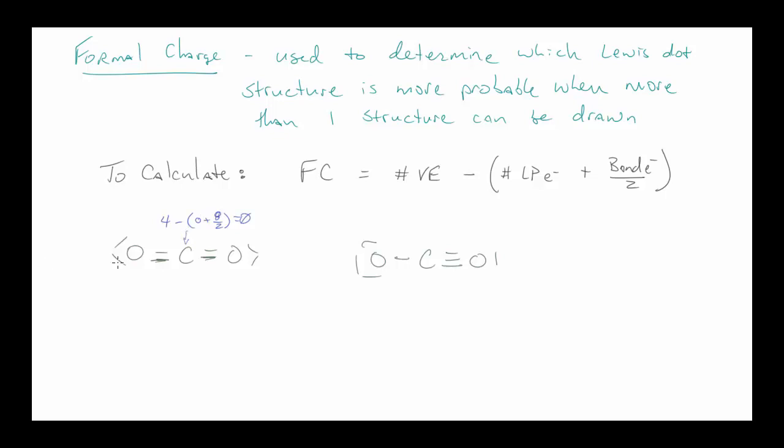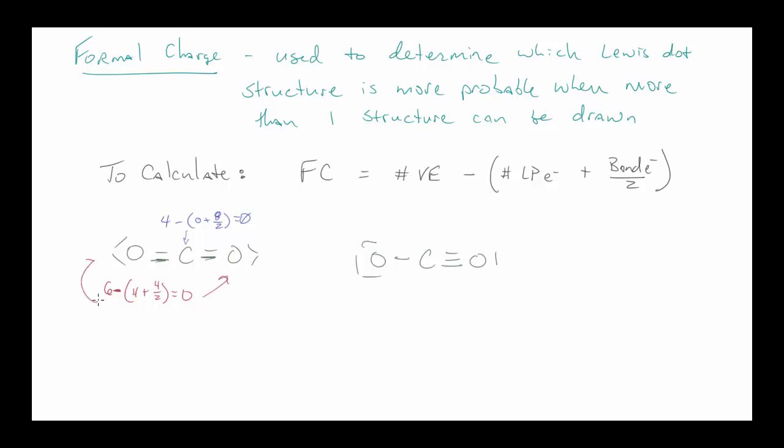Now I'll come down here and do oxygen. Oxygen has 6 valence electrons. Right here, it's got 4 lone pair electrons, plus it's got 2 bonds associated with it. So those are 4 bonding electrons divided by 2. So again, this is 4 plus 2 equals 6, and 6 minus 6 is equal to 0. So we're still tracking along pretty well, and you'll see that this oxygen is identical to this one.